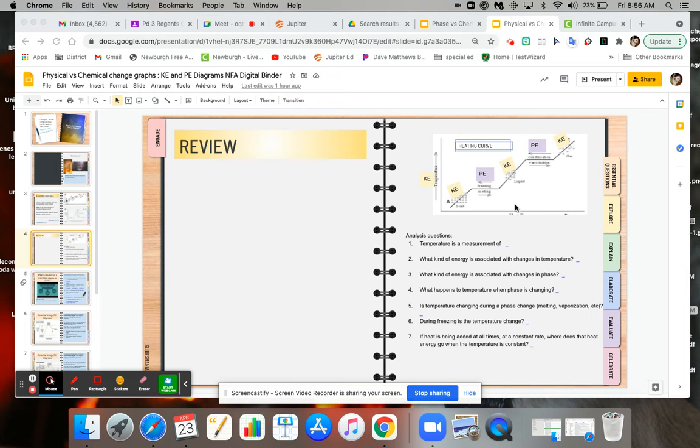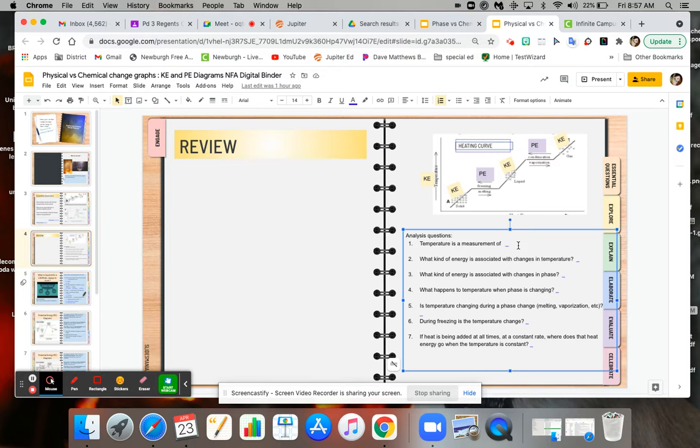Let's take a look at this as a heating curve. It's a heating curve overall. It's going upward. And heating curves involve temperature change, right? Energy, in this case, is being added. Okay, let's go through. Temperature is a measure of average kinetic energy. You can see KE stands for kinetic energy. Okay, so let's fill that in. The temperature is kinetic energy, the energy of a particle's movement.